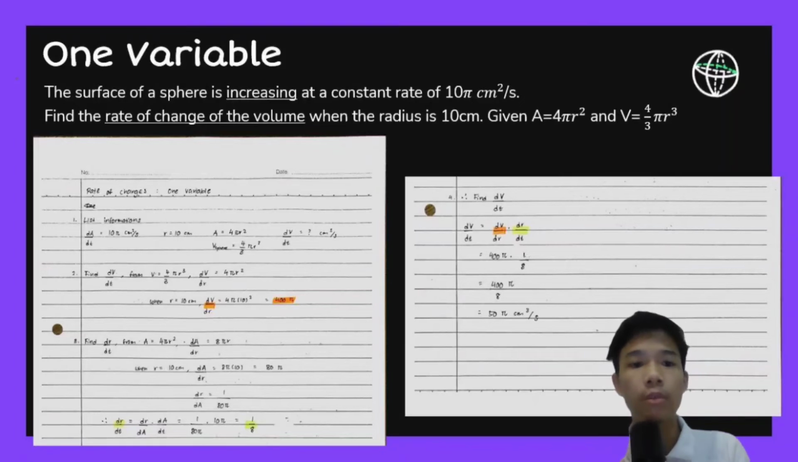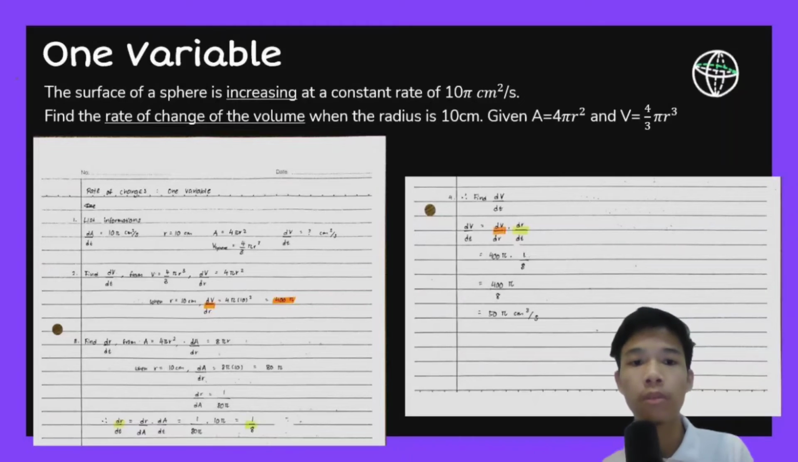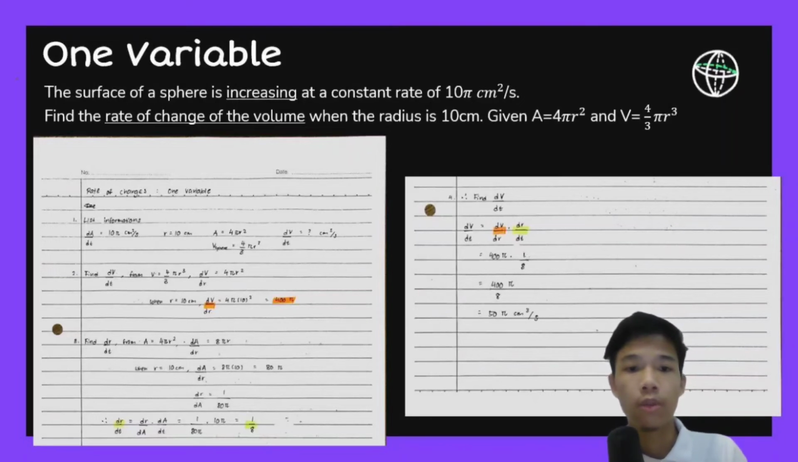And the third part is we have to find dr over dt. Now from the A formula, which is 4 pi r square, the derivative of that formula is 8 pi r. Now we substitute r, 10 centimeters, into that equation, gives us 80 pi. So that's dA over dr. So if we want dr over dt, we have to get dr over dA first, which is 1 over 80 pi.